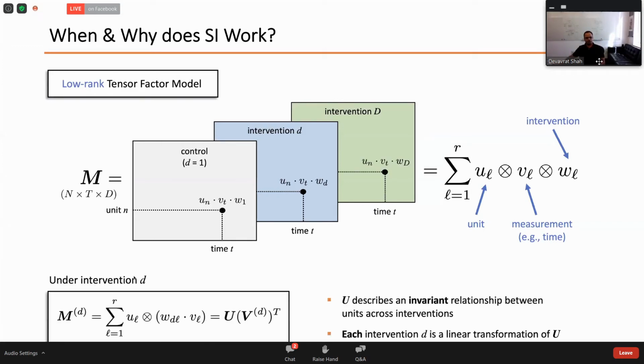Okay. If we focus on one of the slices, let's say this D-th slice, it could be written as U B_D transpose, where this second part is changing with D, but from the purpose of units, it remains the same. So across all the slices, U's are remaining invariant. And this is precisely the reason, as we'll see in a second, why the model transfer works.